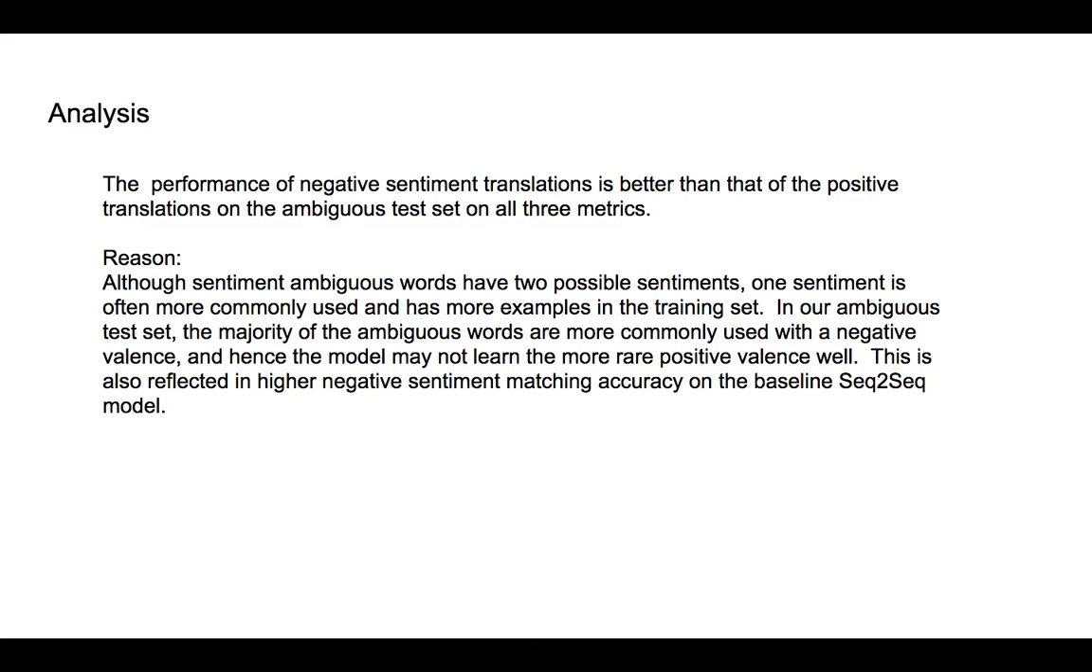Yeah, and some analysis here. We already mentioned this point, right? The performance of negative sentiment translations is better than that of the positive translations because those negative cases are more commonly seen in the training set. So the model can actually learn better of the negative valence compared to the more rare positive valence.